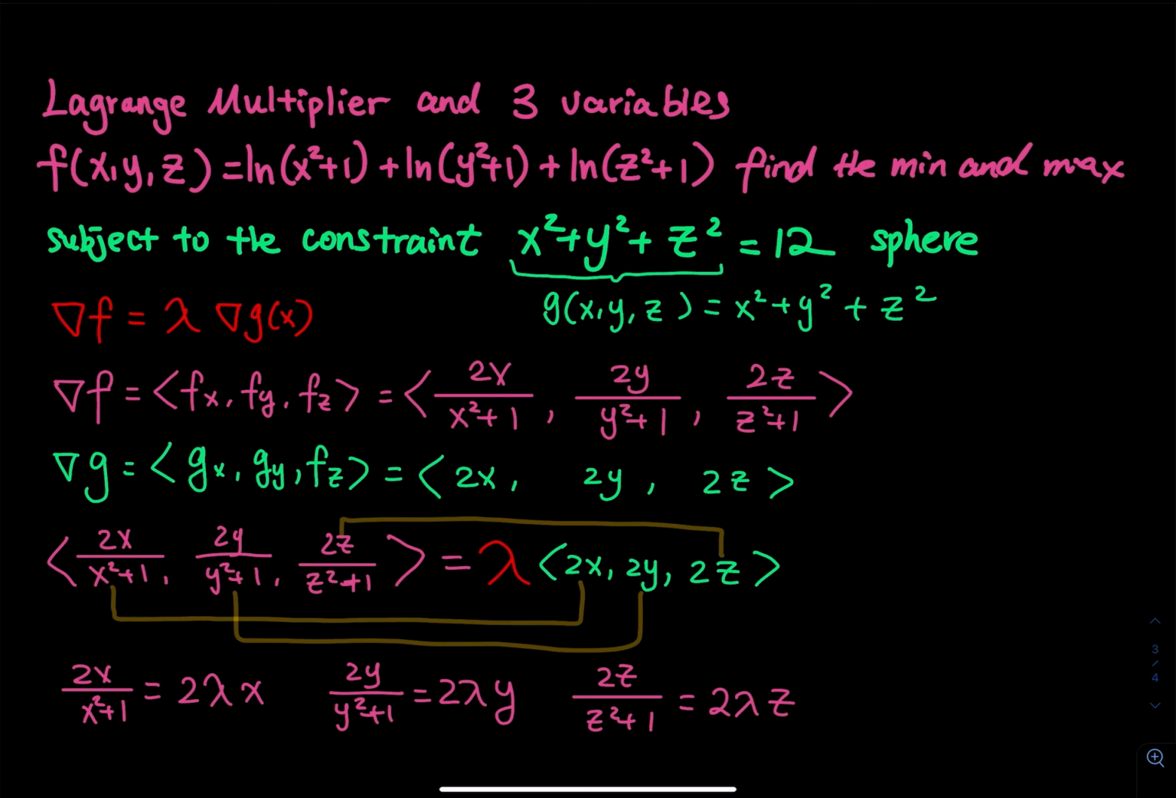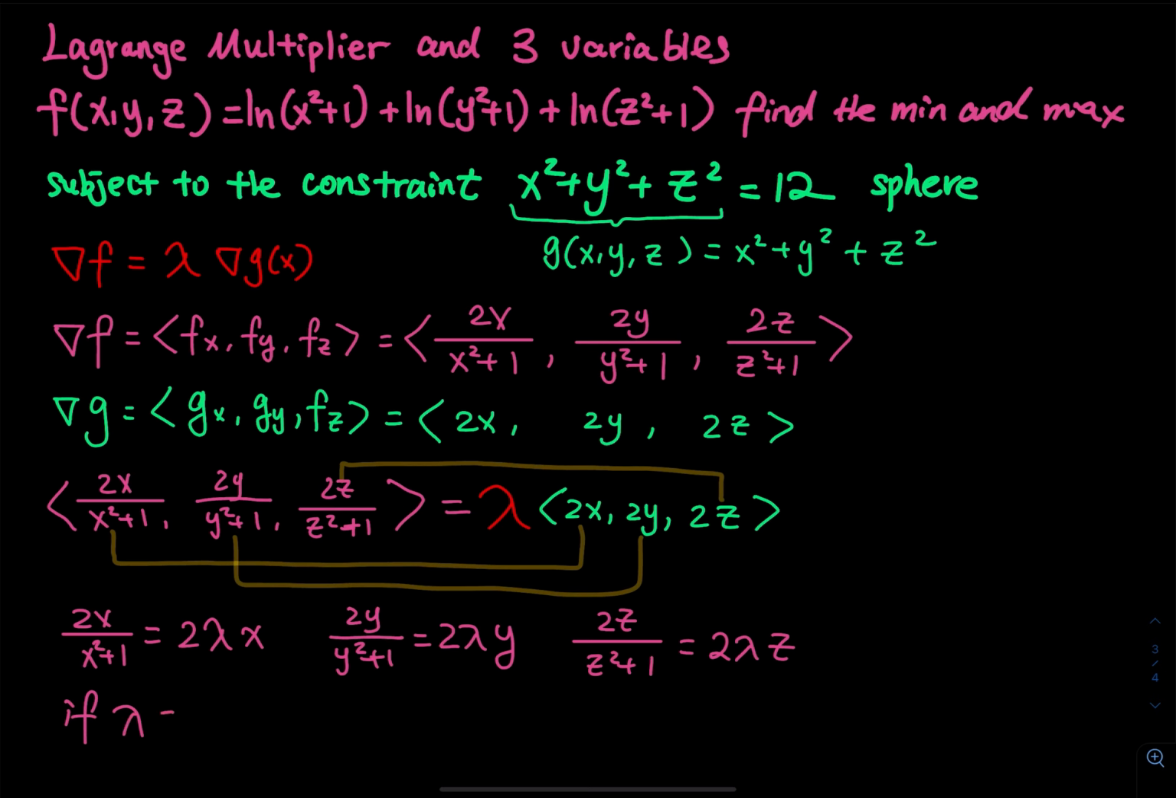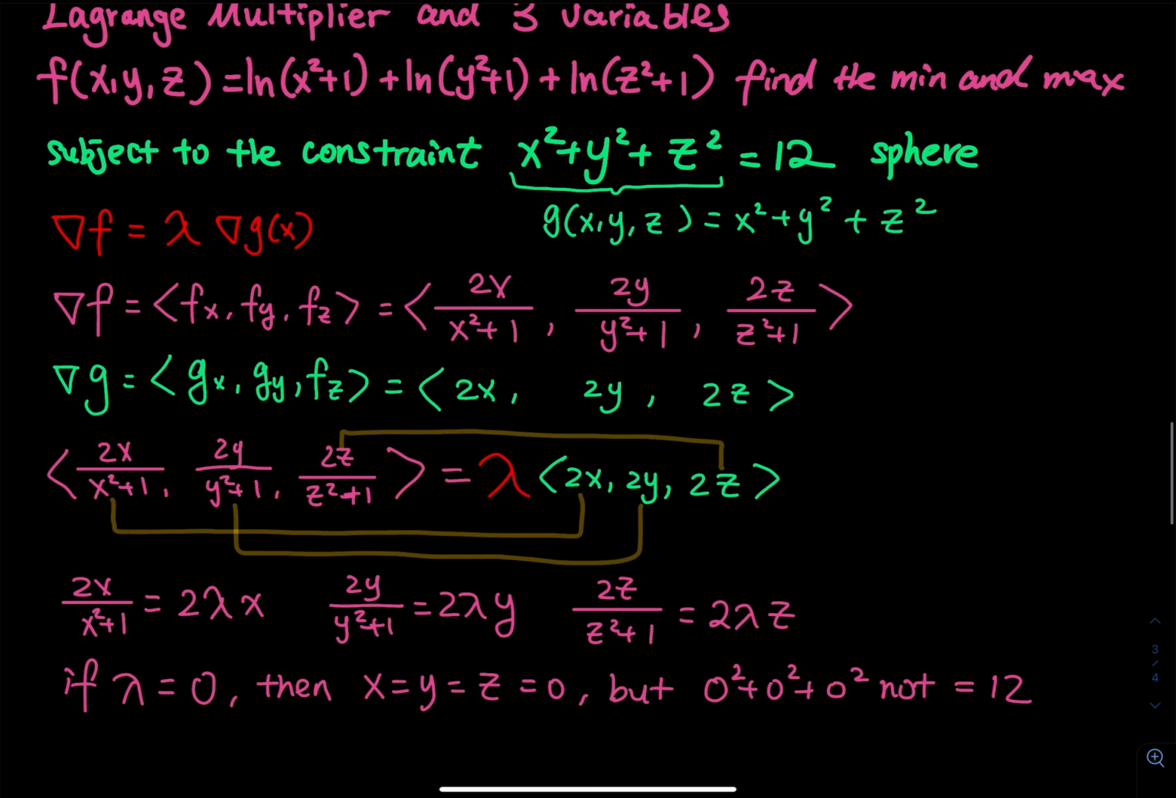First thing that we can do immediately is: what if lambda equals 0? If lambda equals 0, the right-hand sides are all 0, and then multiplying the denominator on both sides, you have 2x equals 0, 2y equals 0, and 2z equals 0. That means x, y, and z are all 0. But if you plug this into the constraint, 0 squared plus 0 squared plus 0 squared is not equal to 12. So lambda can never be equal to zero.